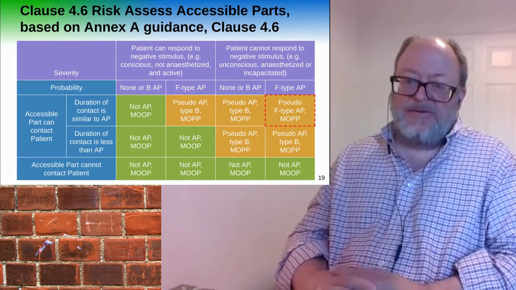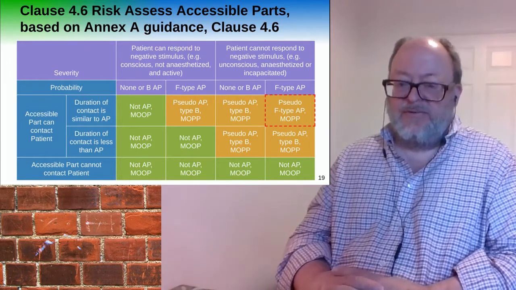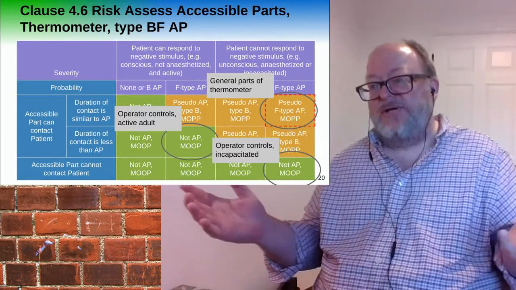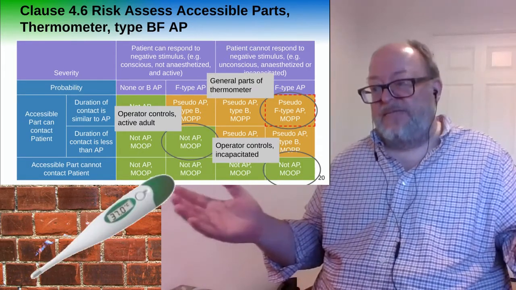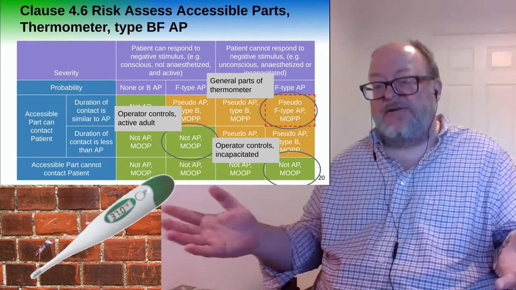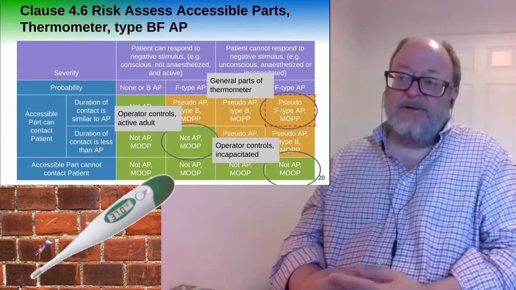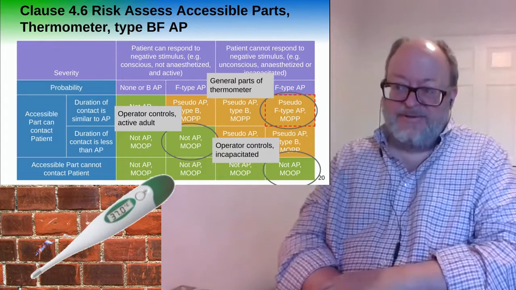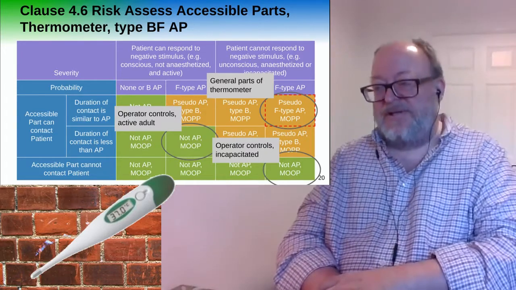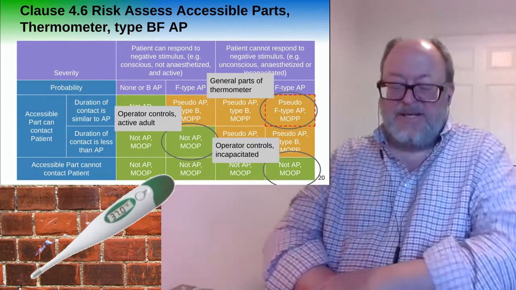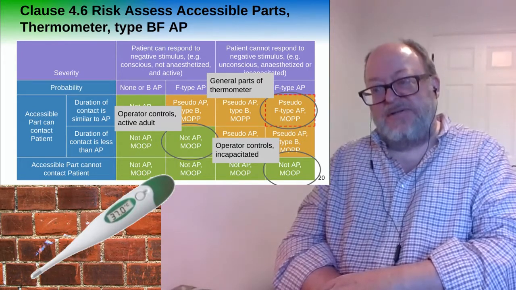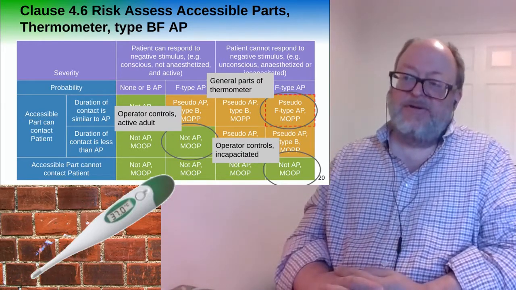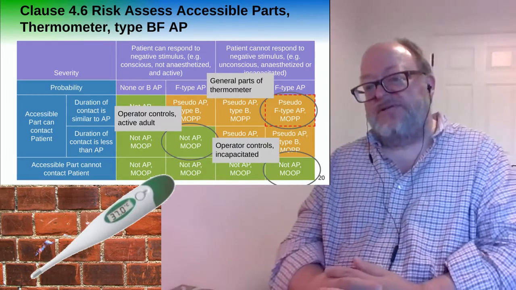So it should make some sense, and it provides a bit more of a black and white approach to Clause 4.6. If we think about our thermometer, there's the general enclosure, the white enclosure, if you will, and this is a type BF applied part. And now we've got the accessible parts in close proximity. There's no clear border between the applied part and the accessible part. It's not like it's a lead set with an electrode or a pad. It's in your mouth, and depending on the size of your mouth, who knows where the applied part is. So it seems to me that it's similar duration, at least for some of the enclosure. And because we have an F-type applied part, really the enclosure should be F-type as well. So the general parts of the enclosure should be the pseudo F-type as well.